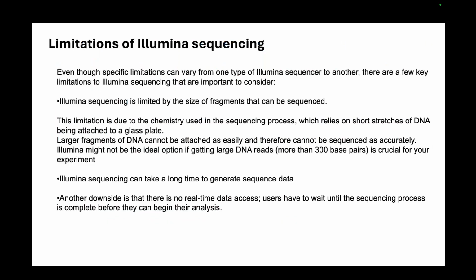Okay, moving on. Not all is good for Illumina sequencing. There are a lot of limitations. After Illumina, a lot of sequencing technologies have been developed. Now we have long read sequencing and stuff. But yeah, Illumina has its limitations. The major limitation is the size of the fragments that can be sequenced. It's around the 150 base pair mark. In some cases it can be a little bit bigger, in some cases a little bit smaller.